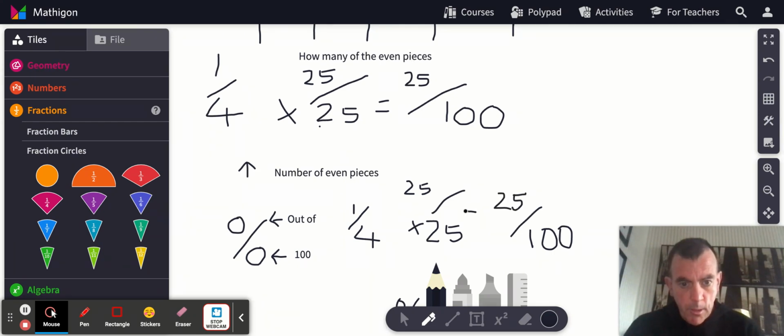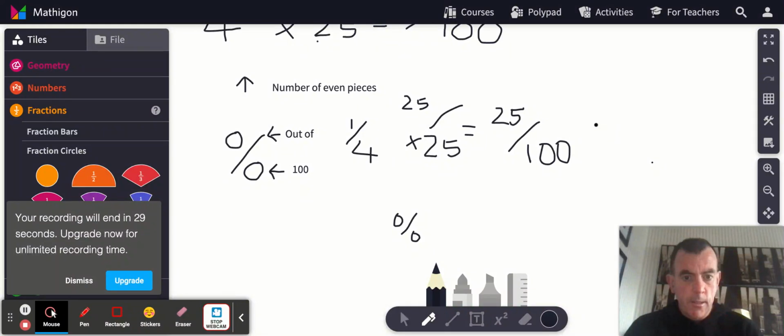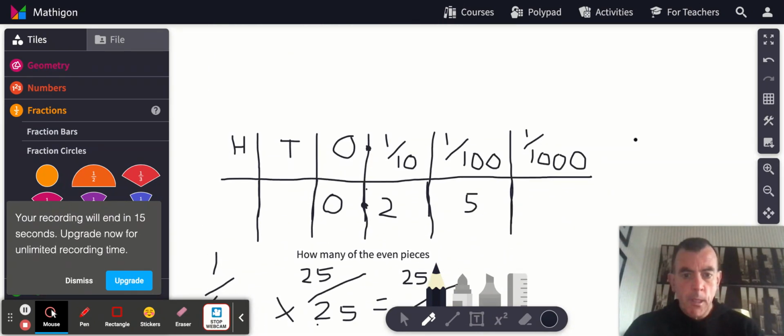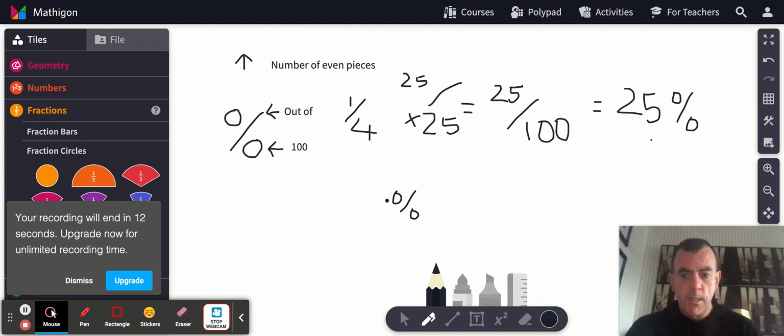We'll put an equal sign in here. So if we take a quarter and we multiply it by 25, our fraction is 25 hundredths, which is exactly what we want. So 25 out of 100, that also equals 25%. So we can just write that in there. It's the same as 25%. So that is why 1/4 is represented as 0.25 in our number system, and it's represented as 25% when we use percentages.